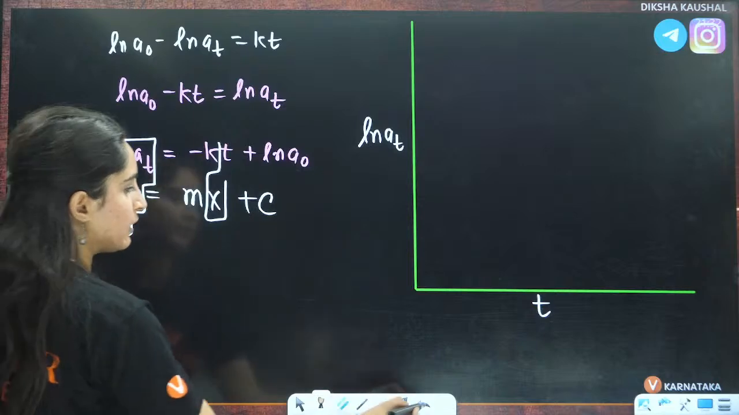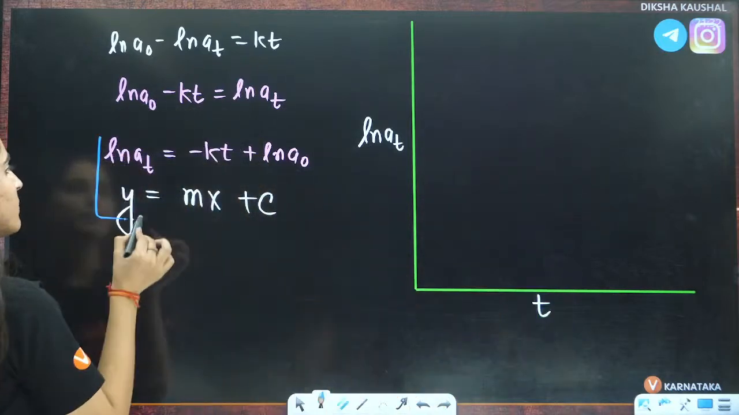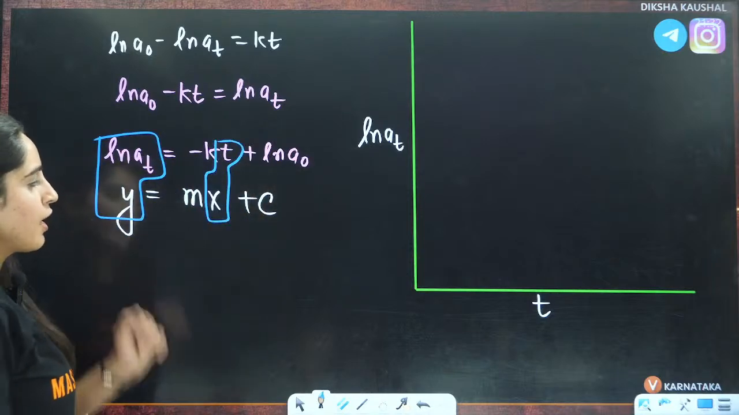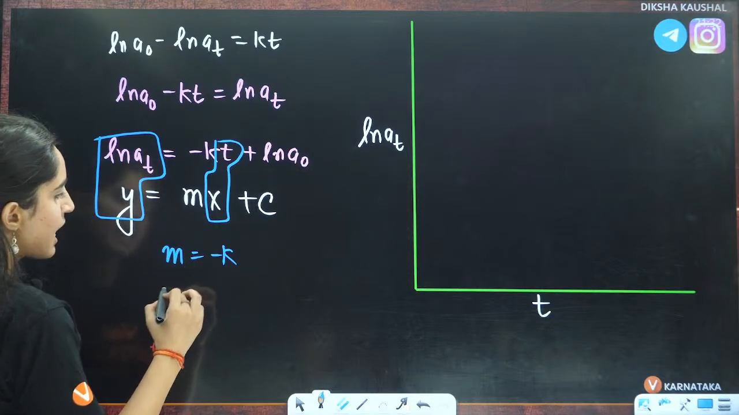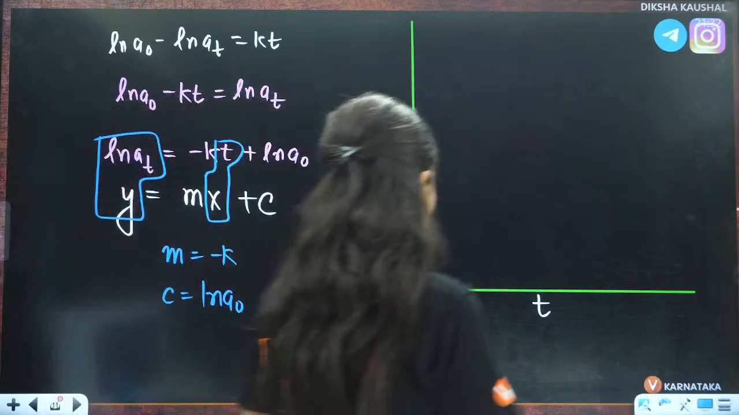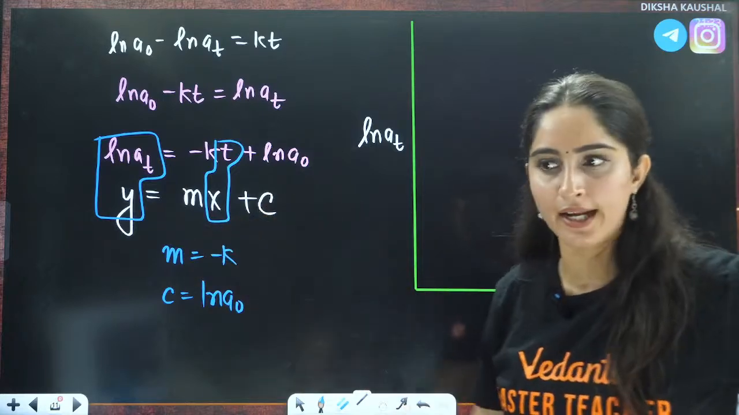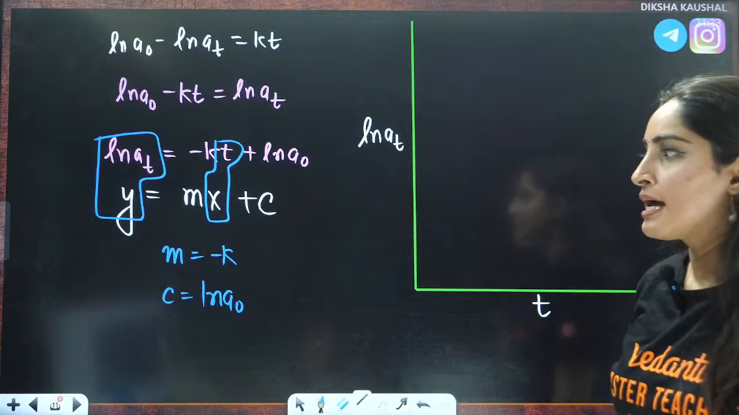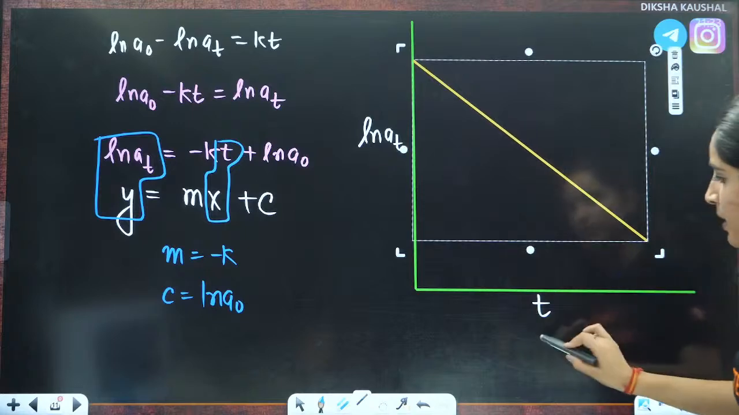This will become t. Okay, let's rewrite it with blue pen. This will become y. This will become x. So m will be equal to minus k, that is the slope, right? And the intercept will be equal to ln A naught, right? So this is definitely a straight line graph. Slope is negative, that means it goes like this. Intercept is ln A naught. So this is your ln A naught and this will become your intercept.